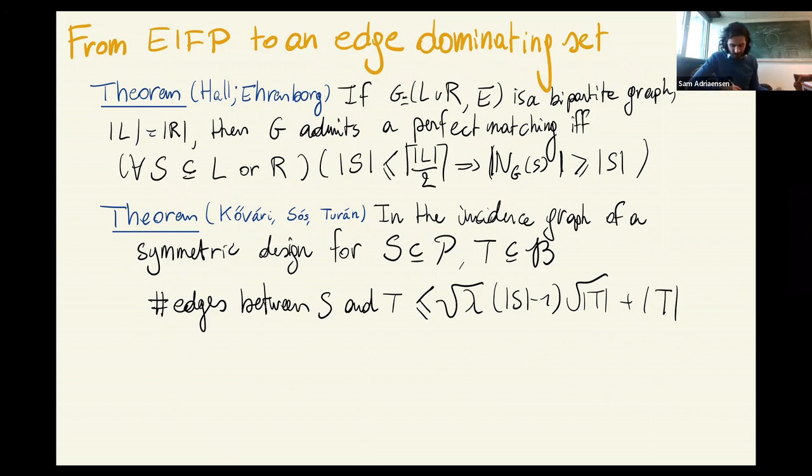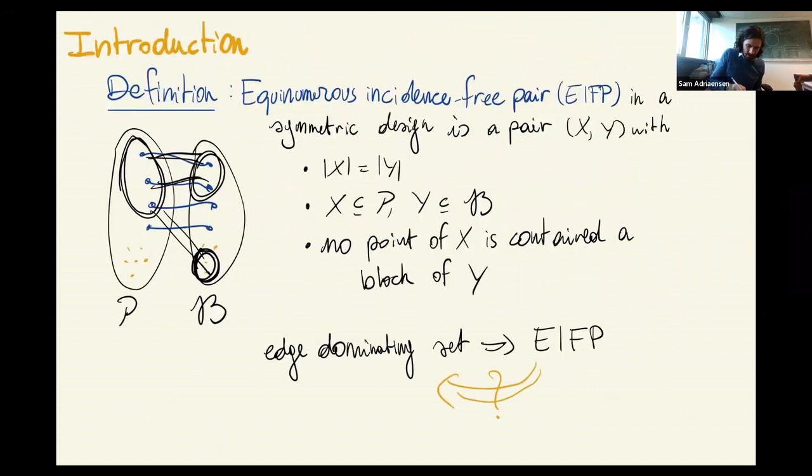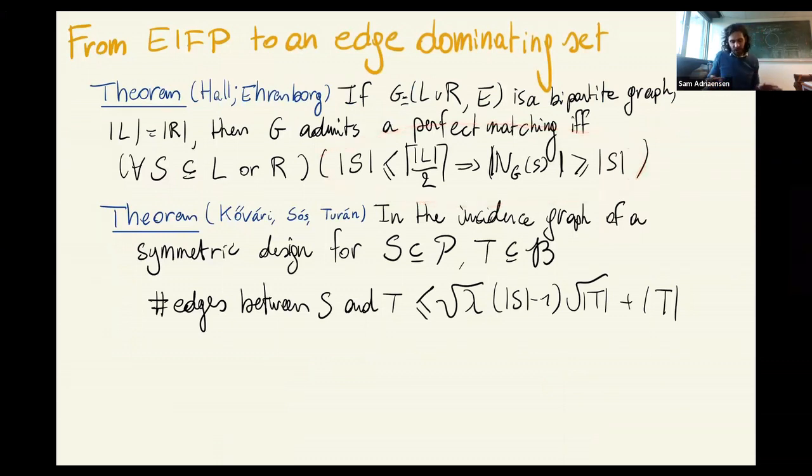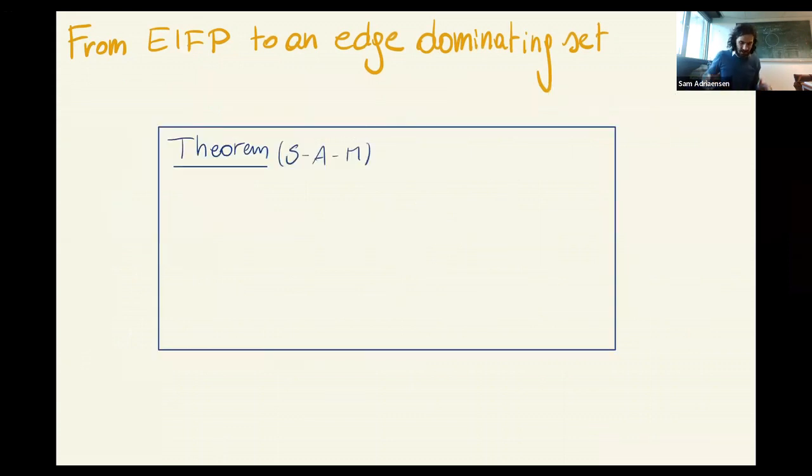And if you start quantifying this, then you will notice that you can now check Hall's condition in the induced incidence graph you're left with here. If S is not very small. If S is really small, then you need a bit of other very elementary counting arguments. But essentially, if you combine these two theorems, Hall's theorem and the Kővári–Sós–Turán theorem, then it comes quite naturally to prove the main theorem of our paper: that any equinumerous incidence-free pair gives rise to an edge-dominating set.